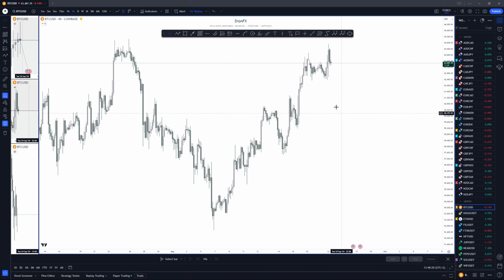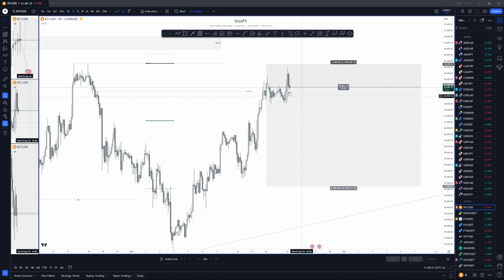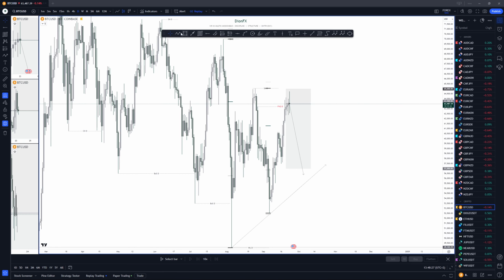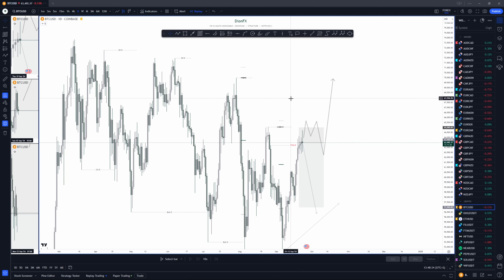BTC USD, leave this one be for now. If you're in this trade, leave it be for now. I also have to update this one because I think price will be going for this high, right? And then after that, maybe something like this, continuation up high. But for now, leave this one be.